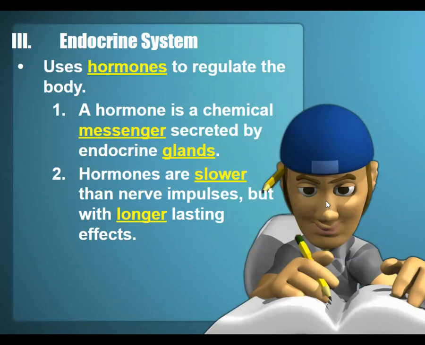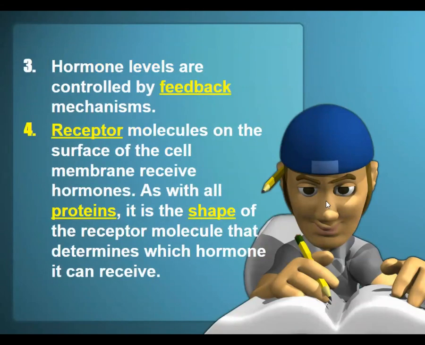All right, our next system is the endocrine system. It works in a similar way to the nervous system as far as helping you respond to the environment, but it's going to use mostly just hormones to regulate the body. A hormone is a chemical messenger secreted by endocrine glands, and it is a protein. Hormones are slower than nerve impulses, but they have longer lasting effects. Hormone levels are controlled by feedback mechanisms, and we'll do some activities in class about feedback mechanisms.